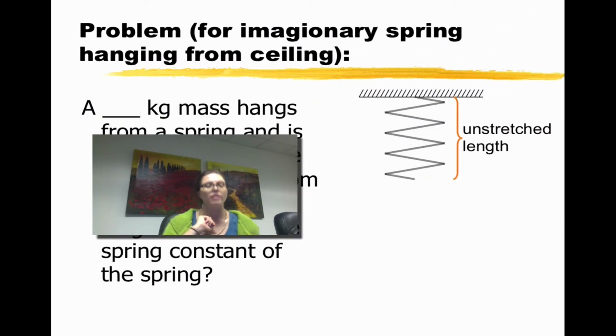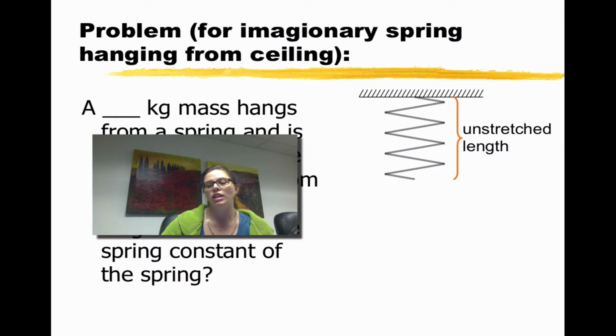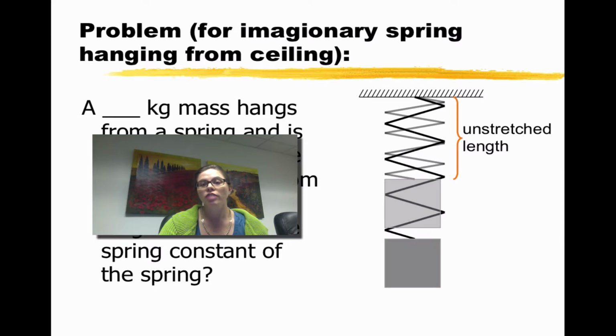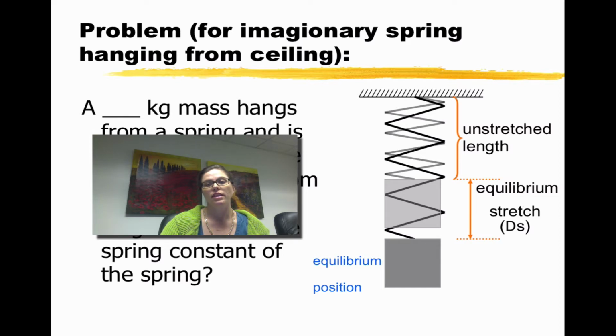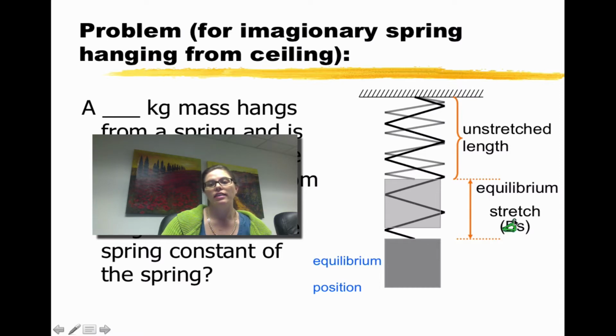Okay, so let's think of this. We have, and I wish I had the spring here with me, but I don't. So we have an imaginary spring just hanging. So the unstretched length right here is this, as shown. Okay, so we put some mass on it, and it's going to stretch by distance d. Equilibrium distance, change in S. That's delta S.